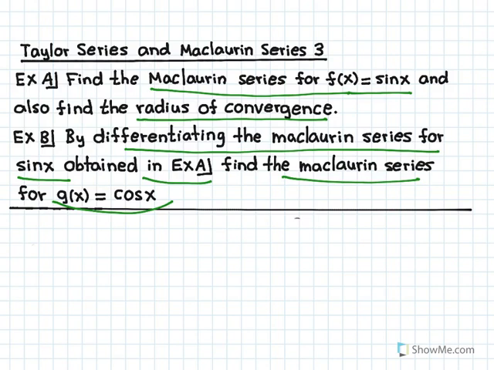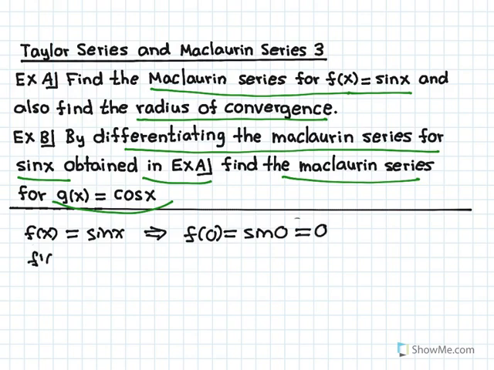So we have f of x is equal to sine x. Plug in 0 for x, we get f of 0 is equal to sine of 0 is equal to 0. Now differentiate: f prime of x is equal to cosine x. Plug in x equals 0, f prime of 0 is equal to cos of 0. What is cosine of 0? Cos of 0 is equal to 1.